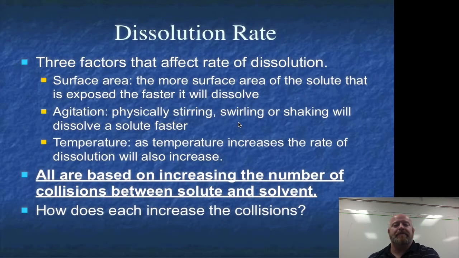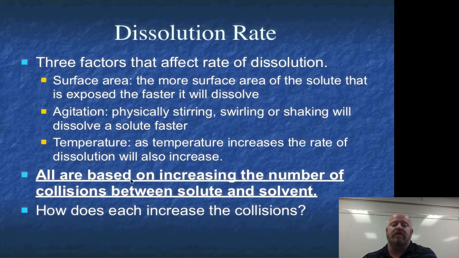The next kind of topic we want to roll into is how fast something dissolves. There are three things that affect the speed of dissolving. We're not talking about how much yet. We're talking about how fast we can get something to dissolve. Those three topics are surface area, agitation, and temperature. Now, all three of these factors come down to one thing.